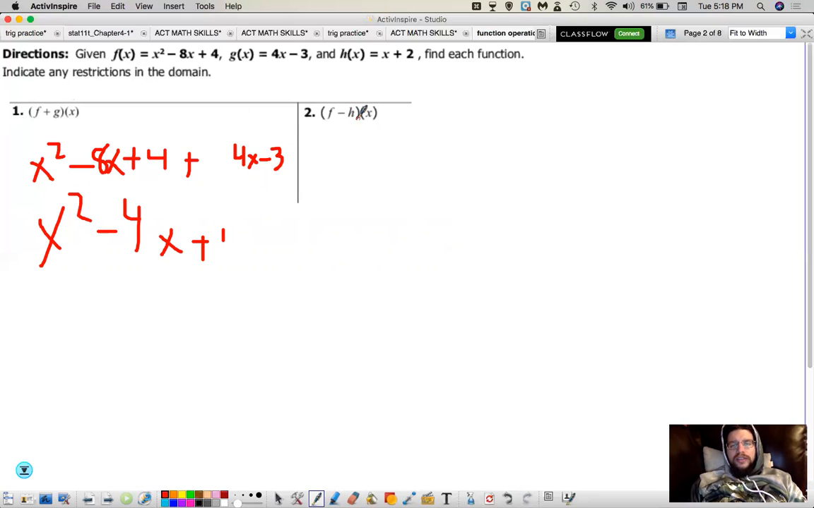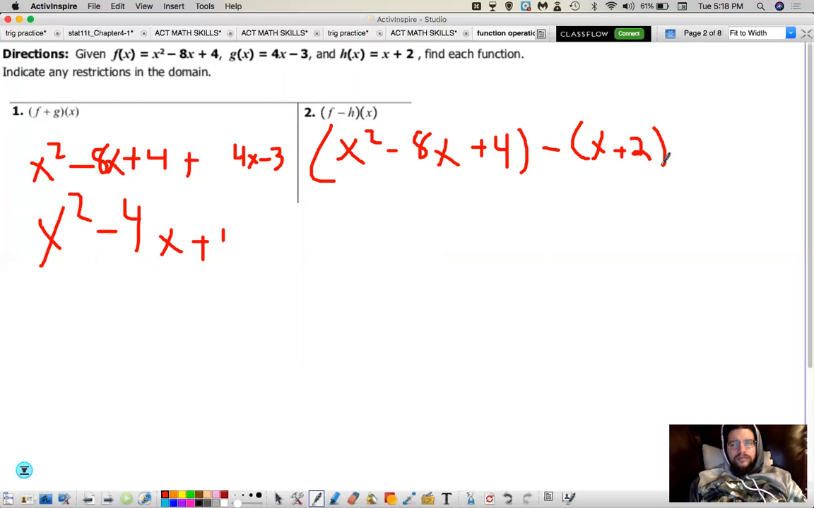Now let's look at f minus h. So pay close attention to their names. F first. So this whole thing right here is f, minus h. Well, h is x plus 2. So this first set of parentheses is really not doing anything for us. It's just saying, hey, this is f. This next set, however, we are seeing that we need to distribute this negative here.